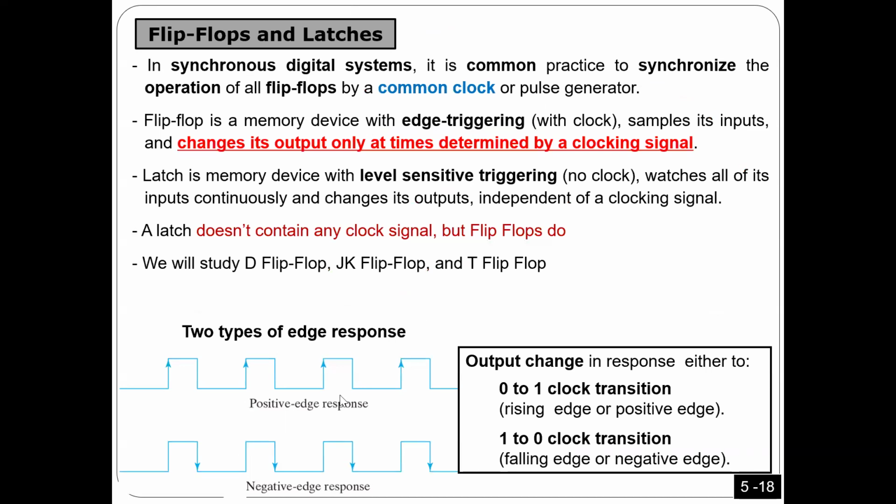Yeah, that's what I'm explaining here. We have two types of edge response. Okay, we have here positive edge or negative edge. So if it is a positive edge, that means the action is going to happen here at the rising specific times. But if it is negative edge, the response, or the action that is going to be taken, is actually at the falling edges, as you see. Right?